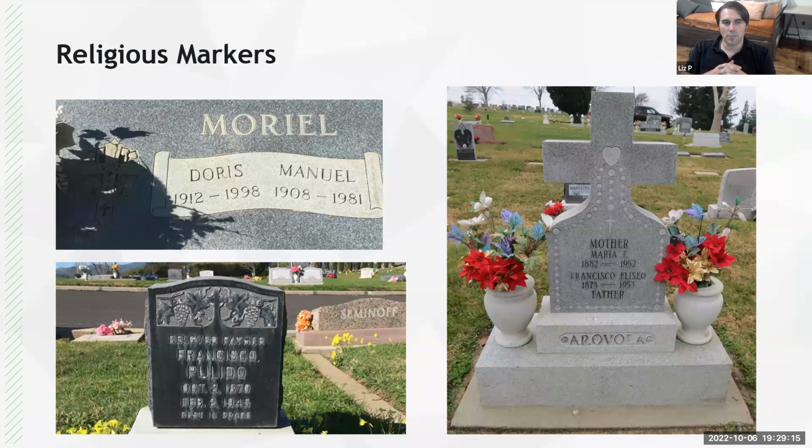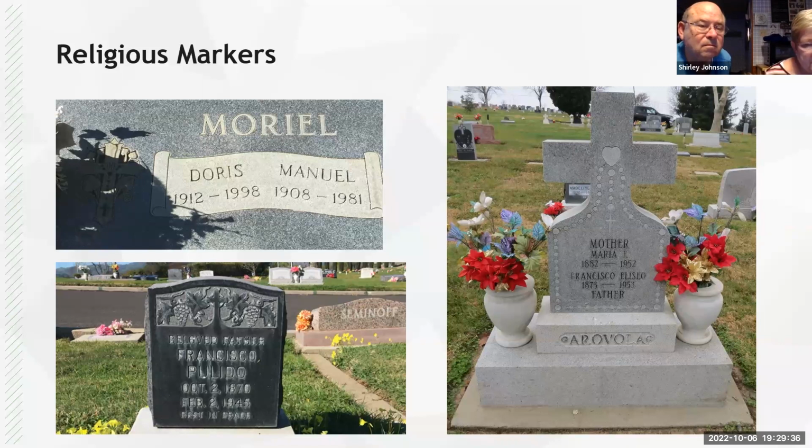Then you'll see other symbols. Can anyone read what it says in the center of the cross, and the one in the top left, the Moriels? What's in the middle of that cross? What's it say? I know it's shadowed. This is the downside of BillionGraves. This one, again, is the quality of the photo you get. Can anyone read it? Okay, it says IHS.